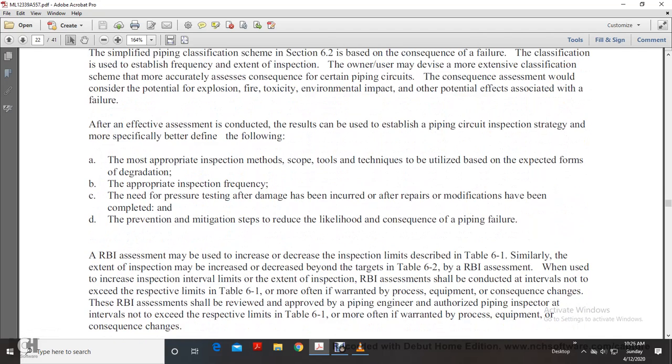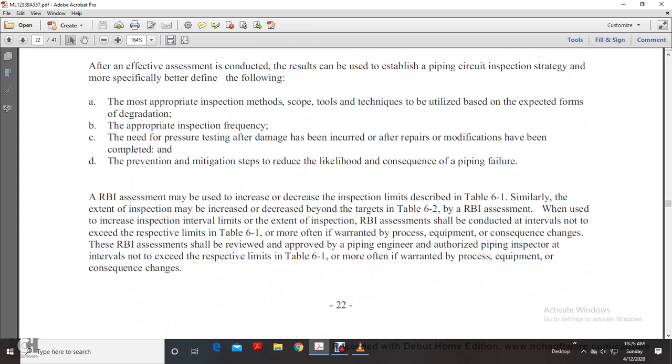More specifically, it helps define and follow the most appropriate inspection method, the scope, the tools and techniques to be utilized based on the expected forms of degradation, the appropriate inspection frequency, the need for pressure testing after damage has been incurred or after repairs and modifications have been completed, and preventive mitigation steps to reduce the likelihood and consequence of piping failure. A risk-based inspection assessment should be made to increase the degree of inspection listed in Table 6.1. Similarly, the extent of inspection may be increased to varying degrees beyond the target level of Table 6.1 with the risk-based inspection assessment. It may also be used to increase the inspection interval time and limit the extent of inspection.